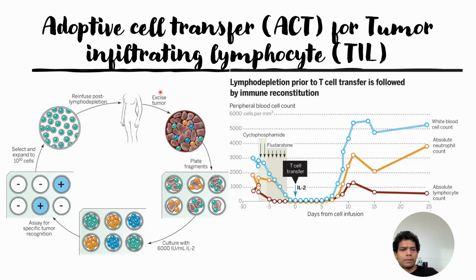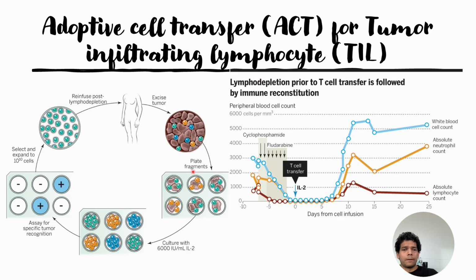The idea is shown in this figure on the left-hand side, where they take out the tumors from the patient and culture them in different wells. First they fragment the tumors and culture them in different wells. The name tumor infiltrating lymphocyte itself suggests that tumors are infiltrated with lymphocytes, which are the kind of immune cells that can kill the tumors.